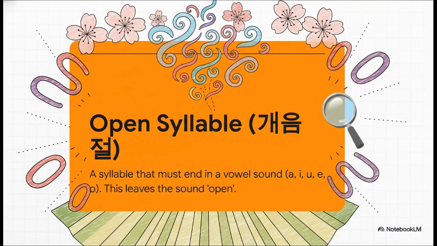Now let's jump over to Japanese. It's the complete opposite. Japanese is an open syllable language. This means pretty much every single syllable has to end in a soft vowel sound. An a, i, u, e, or o. The sound is never locked off. It's left open, kind of hanging in the air.